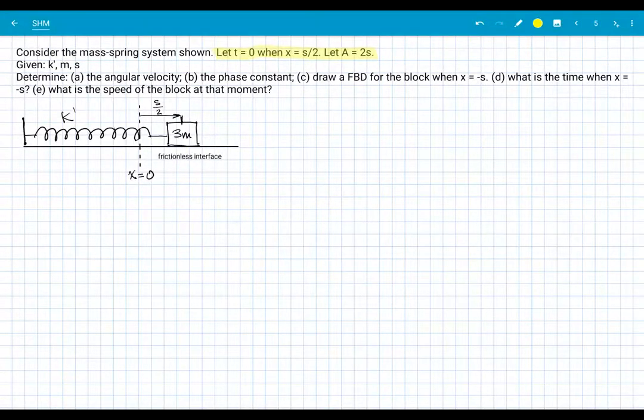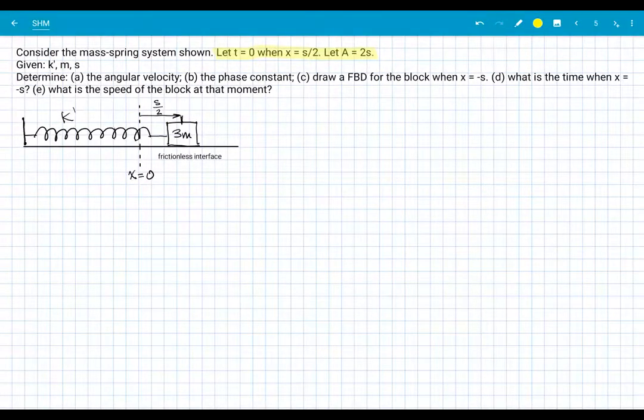So time equals 0 when x equals s over 2. And we're also told that the amplitude equals 2s. So it's kind of an interesting problem. The clock doesn't start at a super convenient spot, right? The clock doesn't start at x equals 0 or x equals A, but it doesn't start at a super random spot either. It's a very well defined place: when x equals positive s over 2, that's the time that we start the clock.